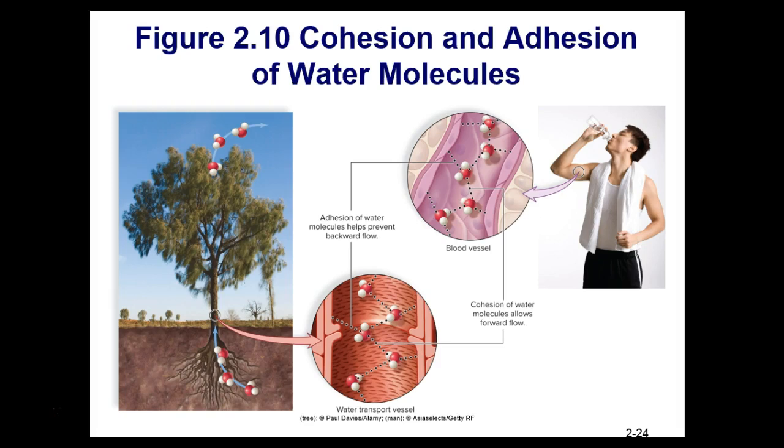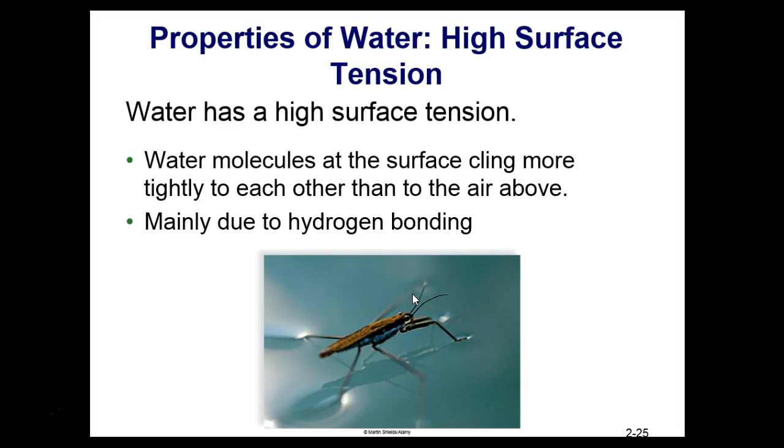And here's your example here. Cohesion, right here. The water molecules allow forward flow, the cohesion of water molecules in our blood or the blood vessel. Adhesion here, which is the same concept. Okay, it's going to prevent the water from going backwards, which means it's going to continue forward. Adhesion of water molecules helps prevent backward flow. So it's the same, water molecules are able to bind to other polar surfaces, which would be these two structures here.